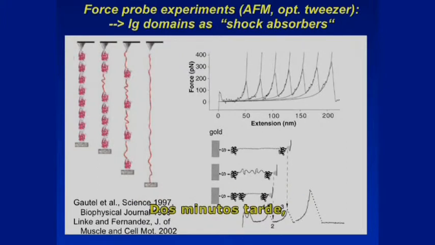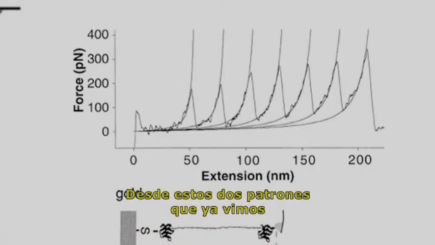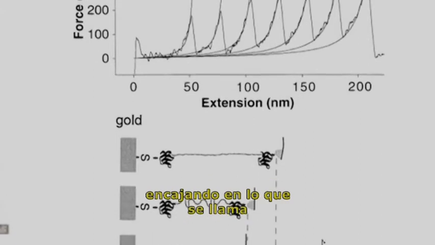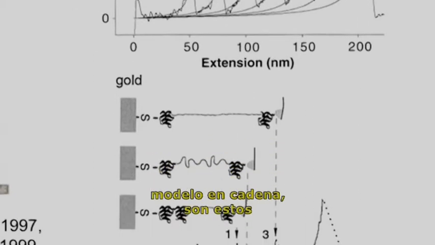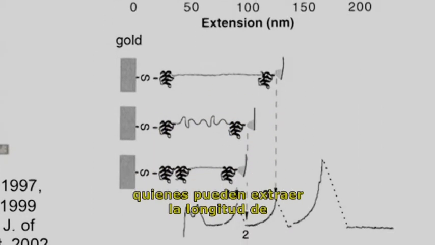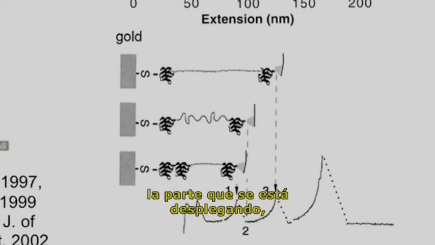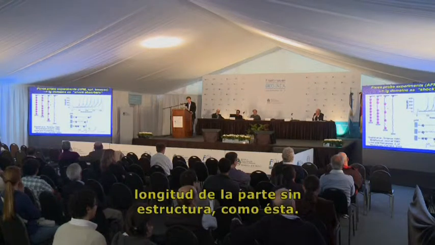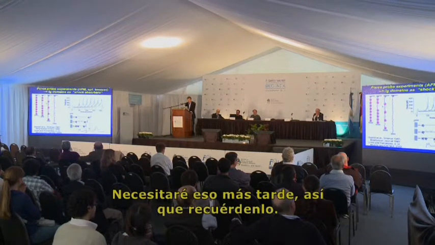So from this sawtooth pattern and from fitting what is called a worm-like chain model, are these curves here, you can extract the length of the part which is being unfolded, the length of the unstructured part, like this one here. I'll need that later on, so please keep that in mind.